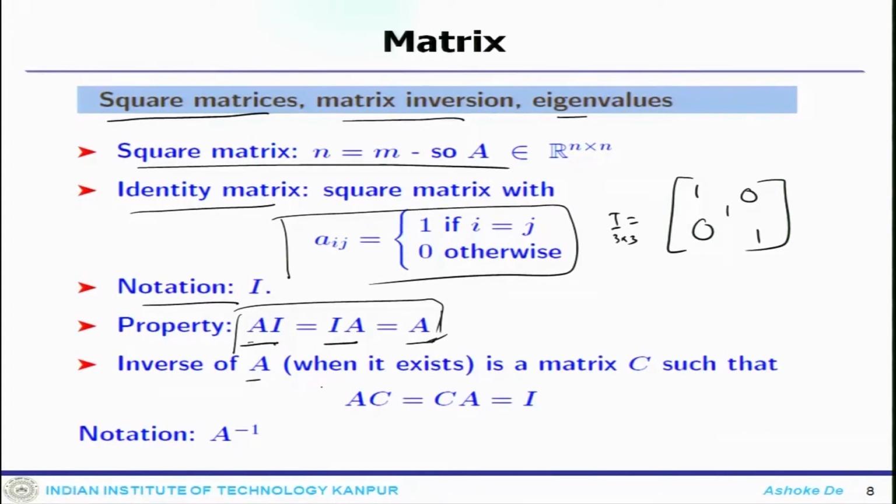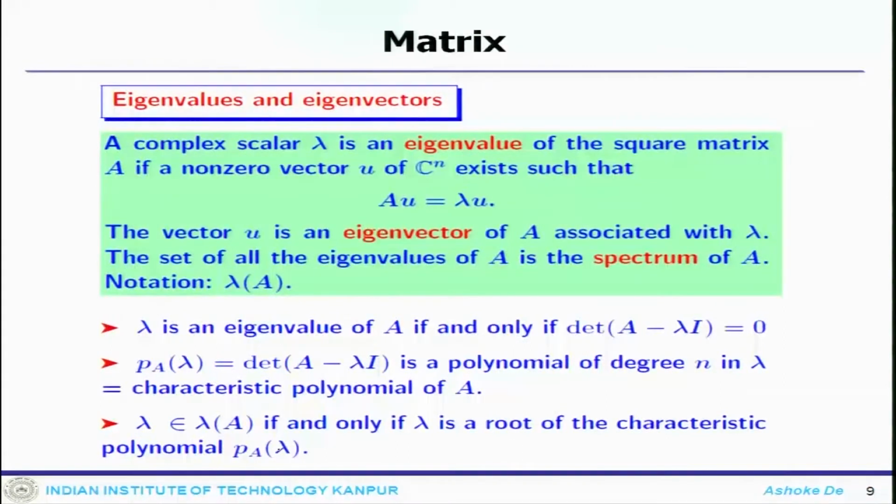Again, the inverse of A, when it exists, is a matrix C such that A multiplied with C and C multiplied with A both give you back the identity matrix. So, that is the inverse, and as we have said, for the direct method of linear system solution, you need to find the inverse. So, you should know how the inverse can be calculated. Now, what is an eigenvalue?